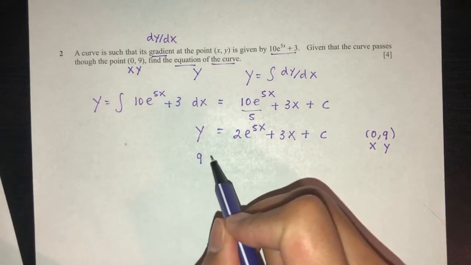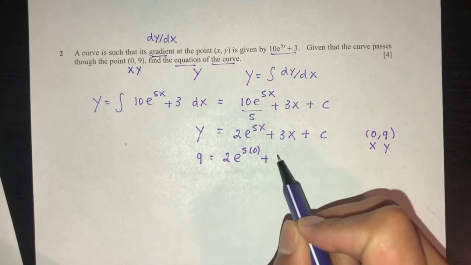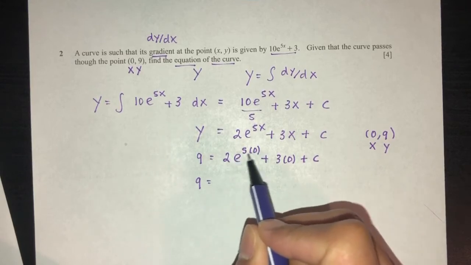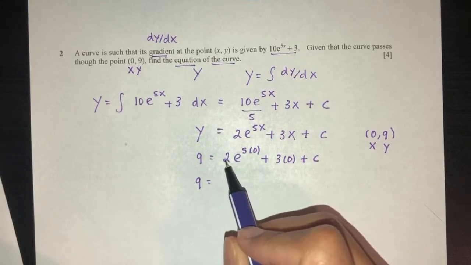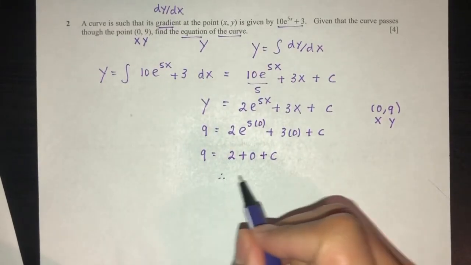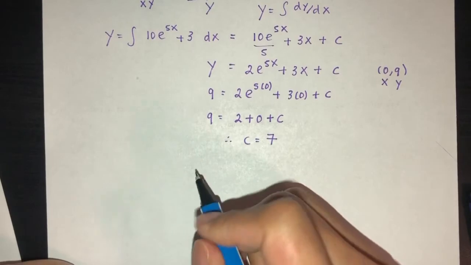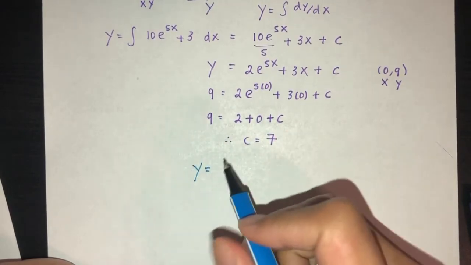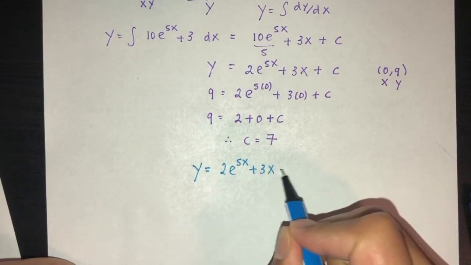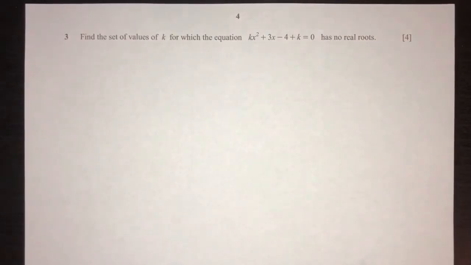So here we have 9 equals 2 e power 5x, that is 0, plus 3 times 0 plus c. That will be 9 equal to, what is e power 0? That will be 1. So 2 times 1 is 2 plus 0 plus c. Now the value of c is equal to 9 minus 2, that will be 7. So finally your equation of the curve is y equals 2 e 5x plus 3x plus 7. And that is your answer for question number 2. Okay, so let's move on to question number 3.